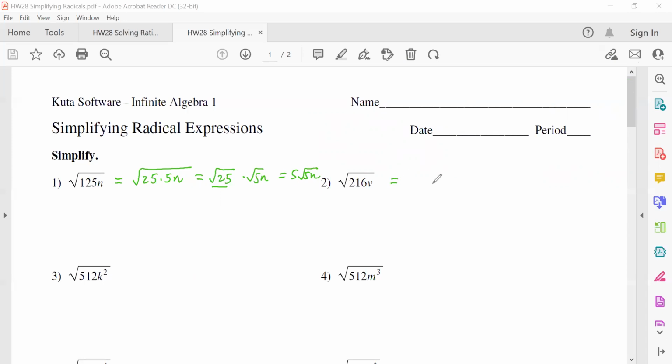216. What squared equals 216? It is 36 times 6, right? So you can say 36 times 6v. Here 36 can be broken down and changed into its square root. Next, 512. You can see what... 269. I'm sorry.